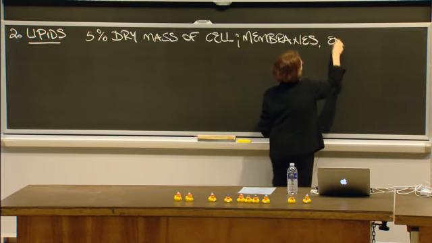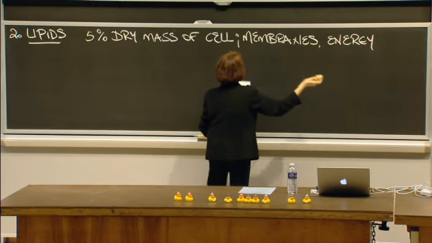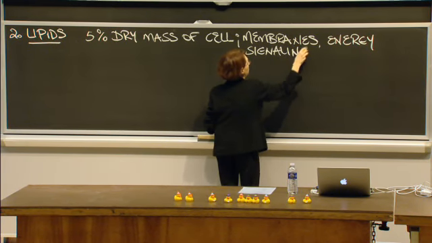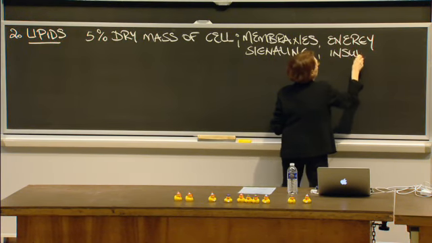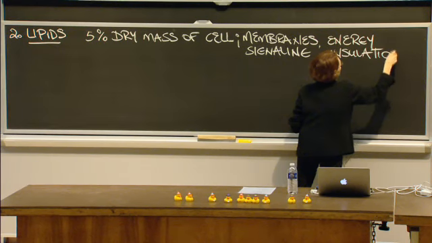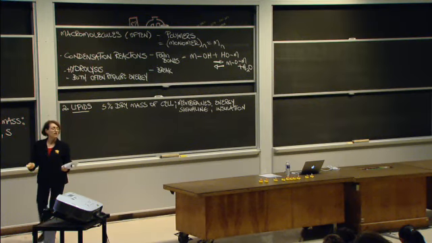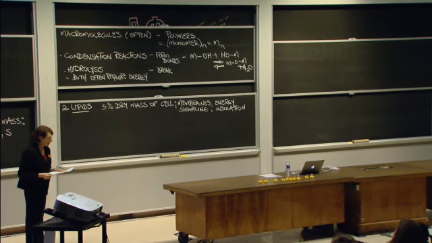They also serve as major energy stores for the cells. Their bonds are very energy rich. They are also involved in various signaling processes. We'll touch on this today and later in the course. And of course, they are involved in insulation, both in keeping the whole organism warm if it's an animal during winter, but also in insulating nerve cells as nerve cells transmit their signals, kind of like an electrical wire is insulated by plastic.